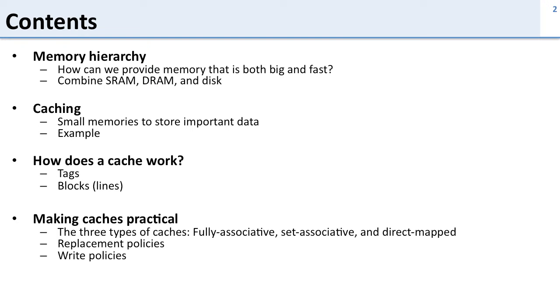Talk about replacement policies. That is, how do you choose which data to kick out of the cache when you need more space, and write policies. How do we write into the cache? And finally, we're going to discuss cache performance. So let's begin talking about the memory hierarchy.